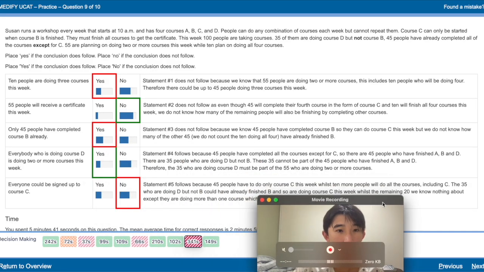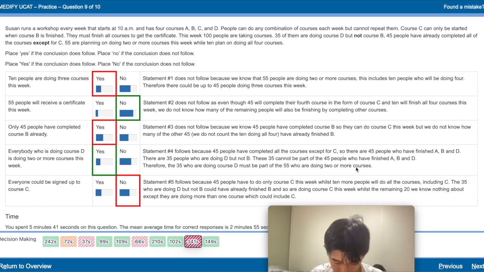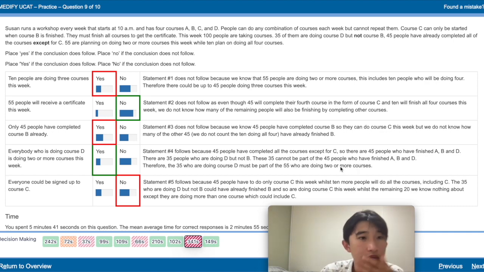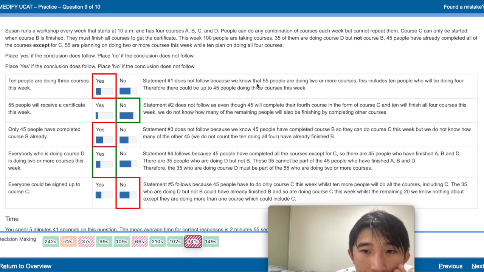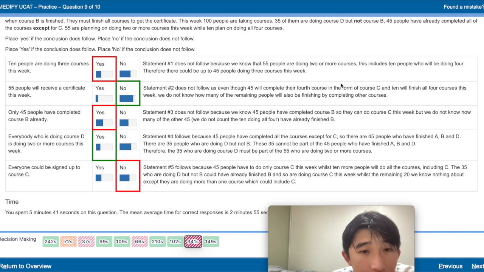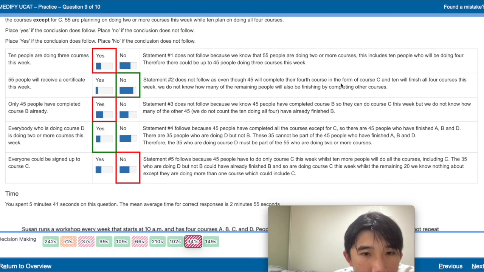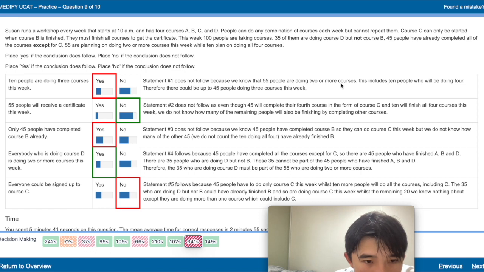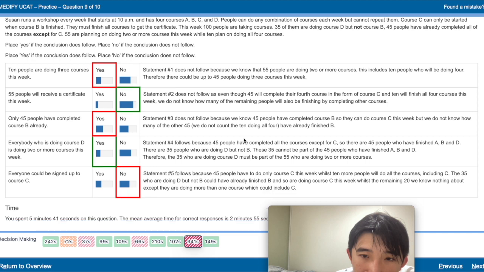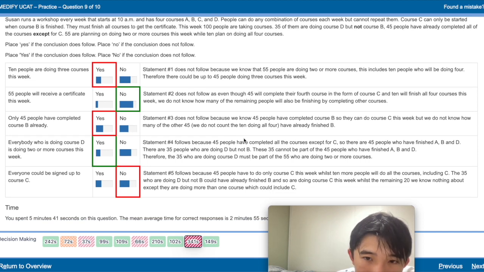This one, I got it completely wrong. Let's check back my notes on it, on my iPad. Okay. Right. 55 doing two or more courses. Oh yeah. It's basically too close to see with them, how many of the other 4 are different. Oh right, yeah.